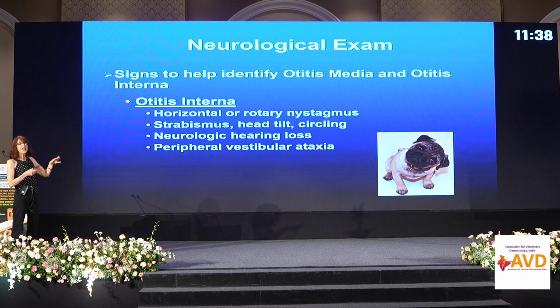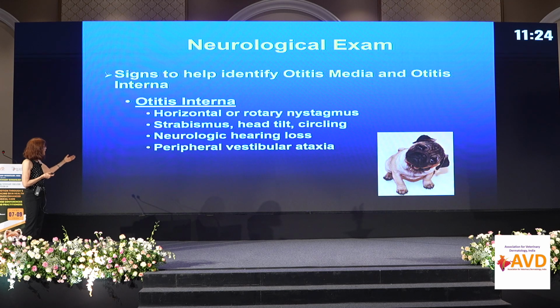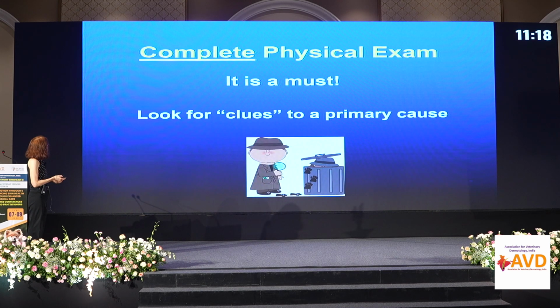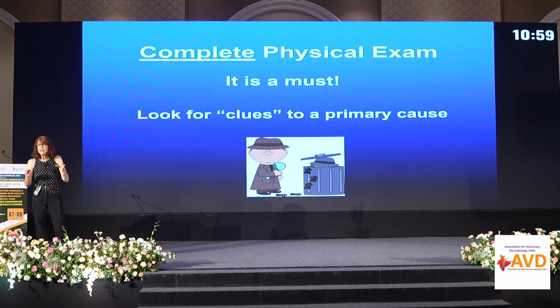Otitis interna, you have more peripheral vestibular syndrome, okay, so they can have horizontal or rotatory nystagmus, strabismus, head tilt, circling, neurological hearing loss, or peripheral vestibular ataxia. And again, going back to otitis media, because it won't be uncommon in cases of chronic otitis, you may not have the facial nerve paralysis, okay? So you don't know necessarily, because the facial nerve paralysis is an indication for you that there is otitis media. But in some cases, you don't know.